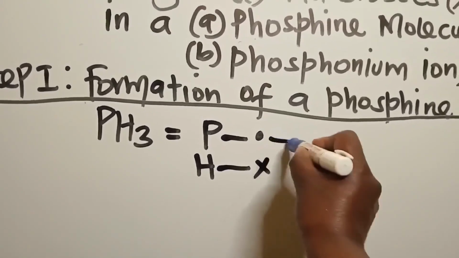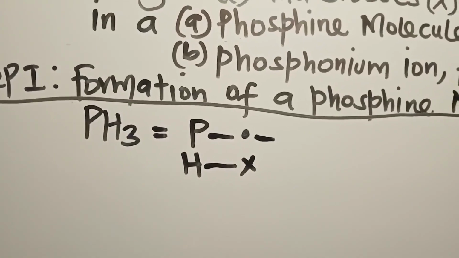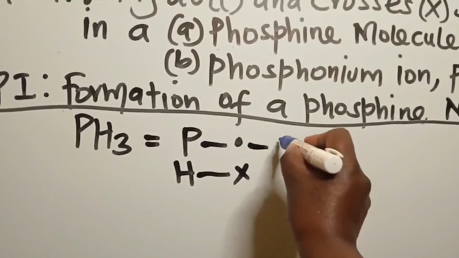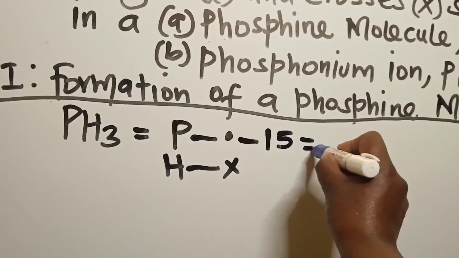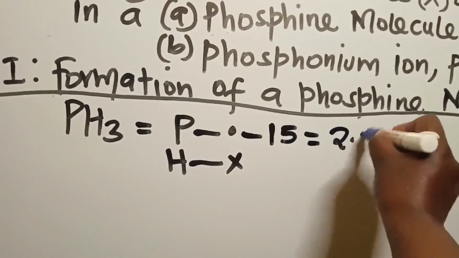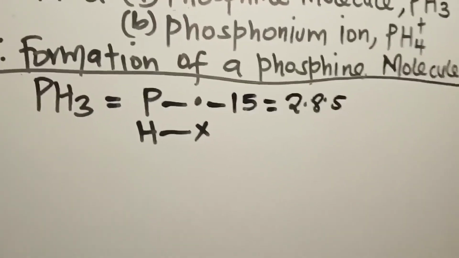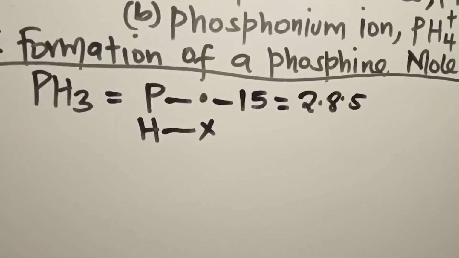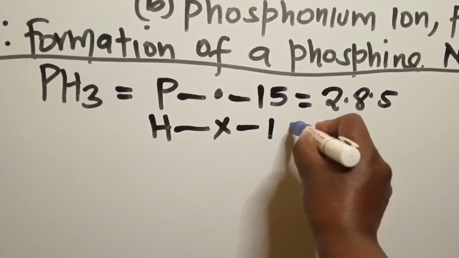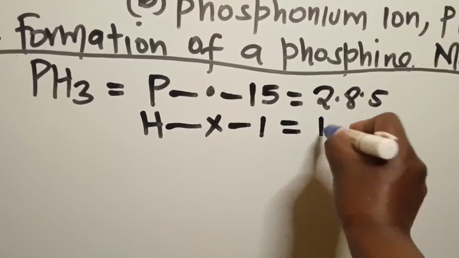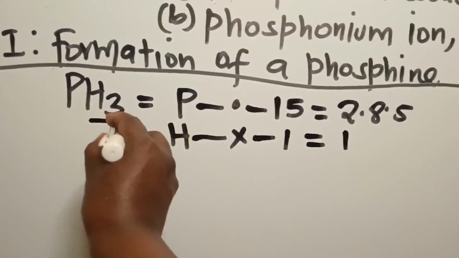The next point is to ask ourselves, what is the atomic number for phosphorus? Phosphorus is atomic number 15. What is the electronic arrangement? 2.8.5. So from there we go to hydrogen. Hydrogen is atomic number 1 and with electronic arrangement of just 1. And then we have 3 hydrogens.